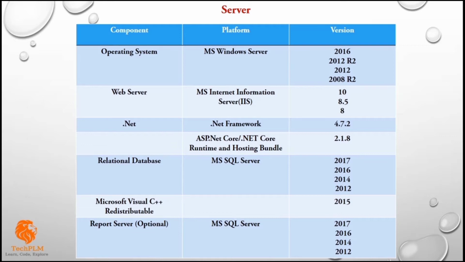And the next thing is report server. Report server is an optional thing. You can install or configure it, or if you don't want, you can leave that also. So if you configure and install the report server, then you should require at least the 2012 version of report server.